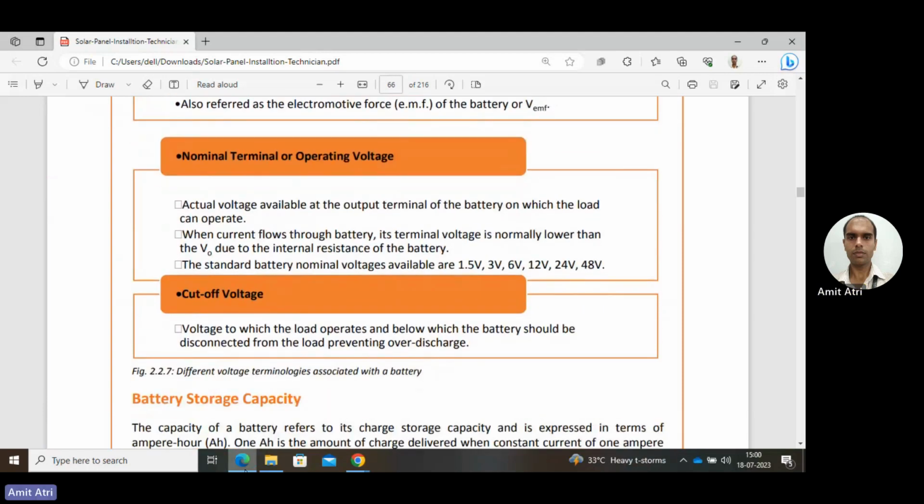Cutoff voltage. This is the voltage at which the load operates and below which the battery should be disconnected from the load to prevent over discharging. Meaning if a battery reaches this cutoff voltage, then the load will be disconnected from this battery.